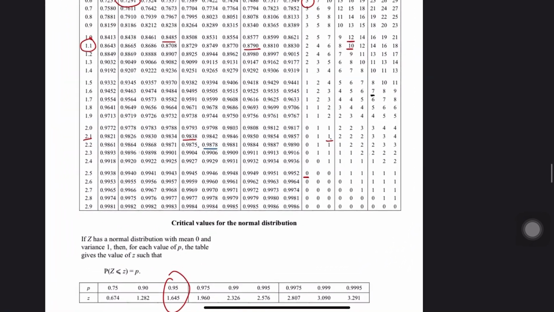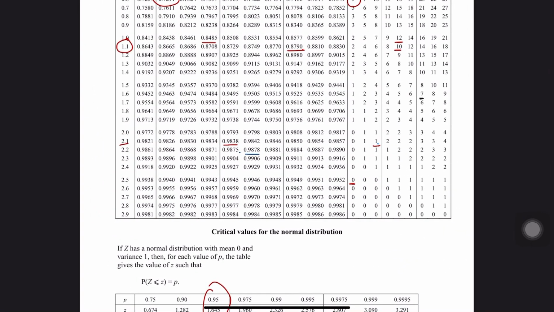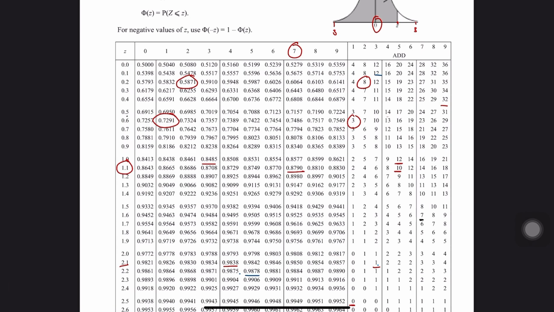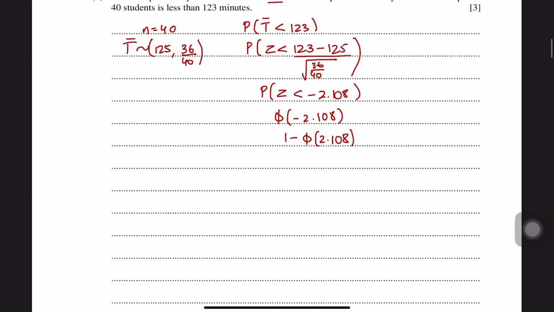That gives me 2.108, 0.10, and 0.9824. Okay.